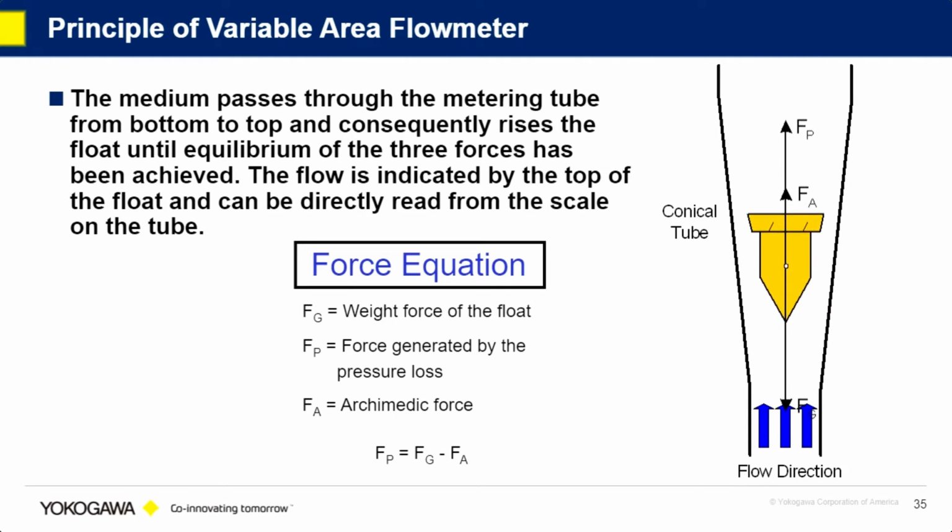So how does a variable area meter work? Now we have a conical tube or cone, and then inside that we have what we call the float. So it's important to know that the rotometer has to be installed in a vertical installation, and flow has to be in the up direction. As flow is pushing up on the float, it hits a point of equilibrium, and that tells us what the flow is.